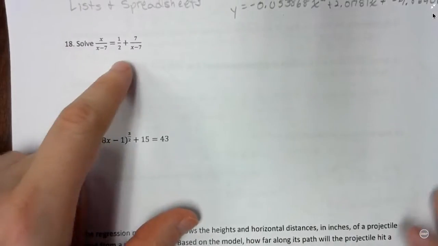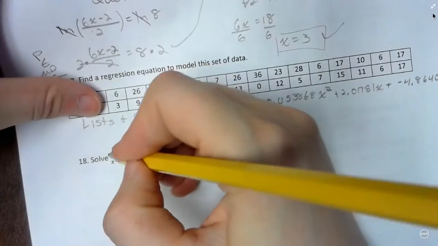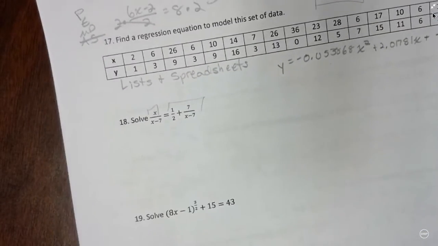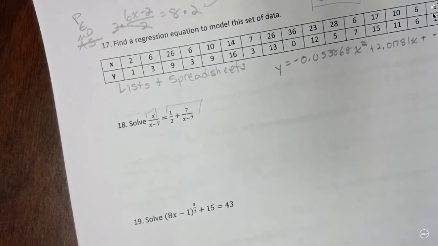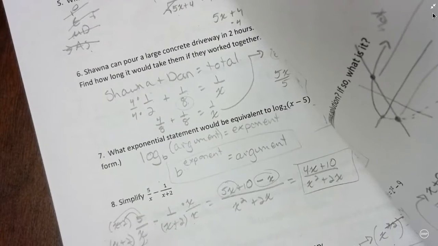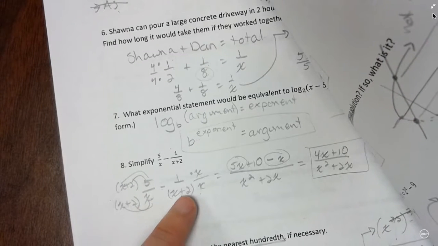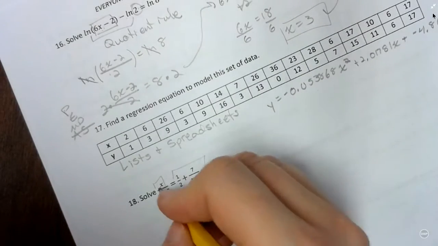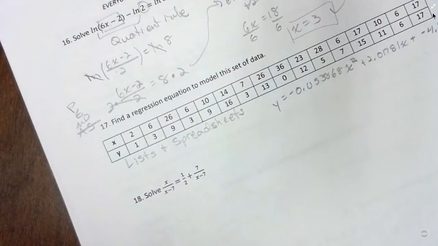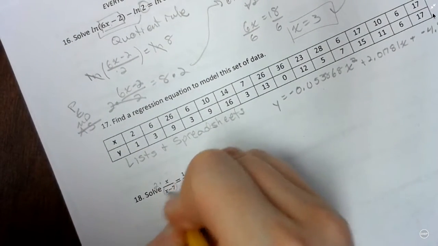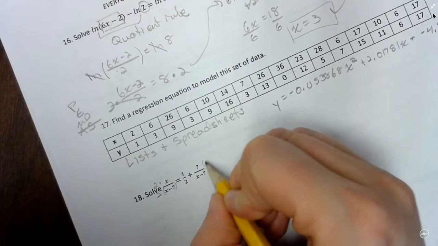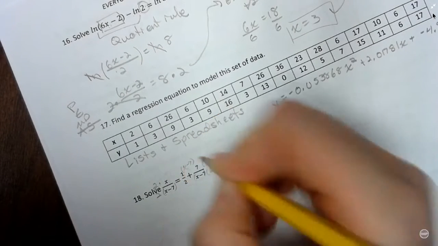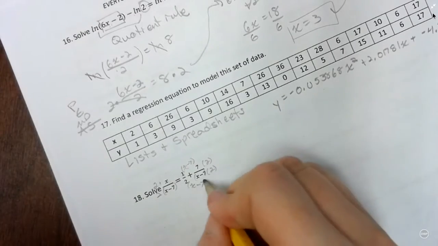Okay, 18. Solve this rational equation. Now you could try graphing each side separately and solve it that way, especially if you've got Desmos. But we're going to go ahead and solve it by hand, which means I need a common denominator. So just like number 8, if you did number 8 with me, we're going to get a common denominator by multiplying by whatever the other denominator is. So I'm going to multiply this first fraction by 2 over 2. Same with this one. And then this one's going to be times (x minus 7) over (x minus 7).